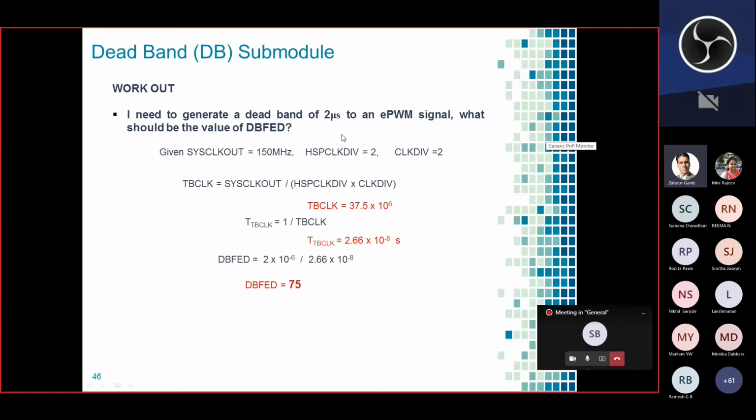Let us say for the same signal which we had earlier, if you want a 2 microsecond deadband with a falling edge delay, in that case you can calculate using these calculations: the time of the time base clock you have, the time base clock value, and the delay is given as 2 microseconds. So 2 into 10 raised to minus 6 divided by the time of the time base clock which you have calculated using your prescaler. So here the deadband for falling edge delay, define it as 75. Like in the previous case you got 37,500 for the time base period. In that, if you want to give a delay, maybe 75 or 150 you can have here, which can vary your dead time.